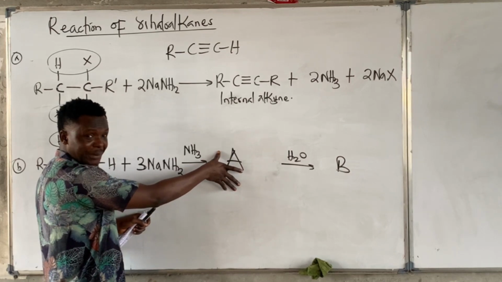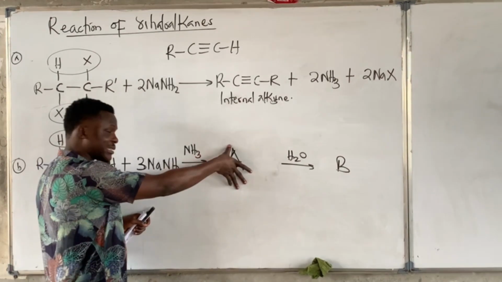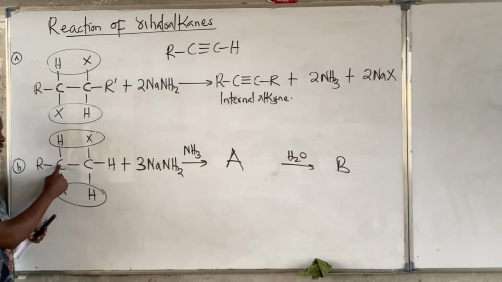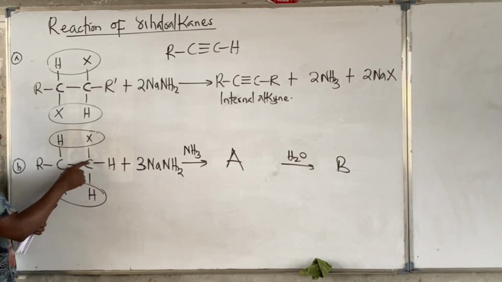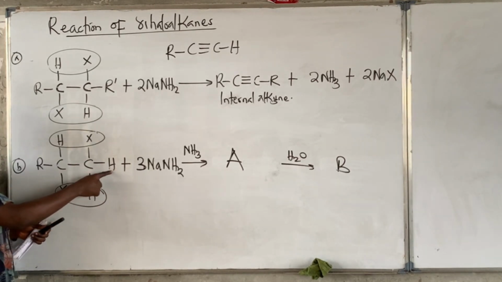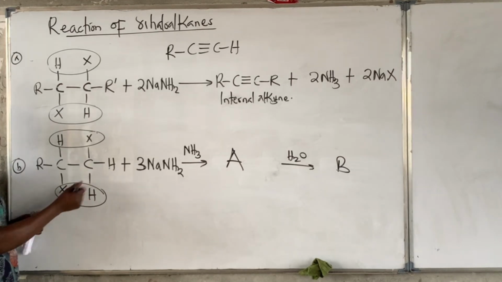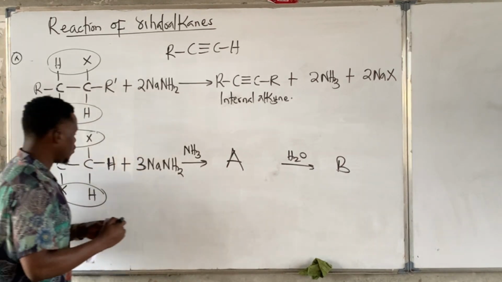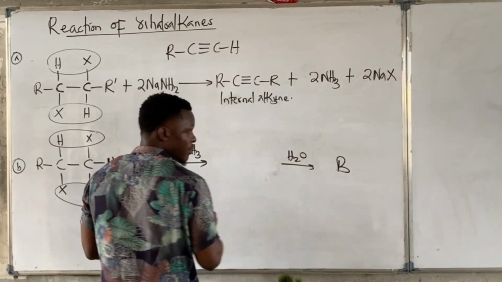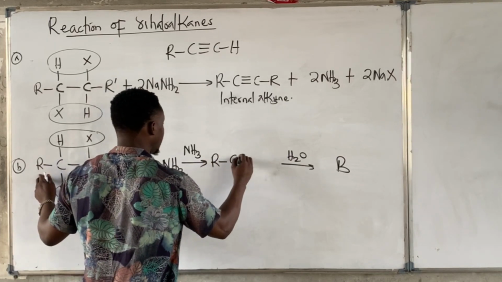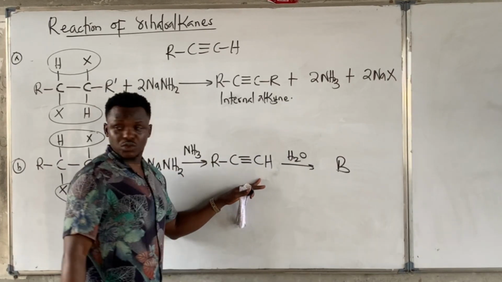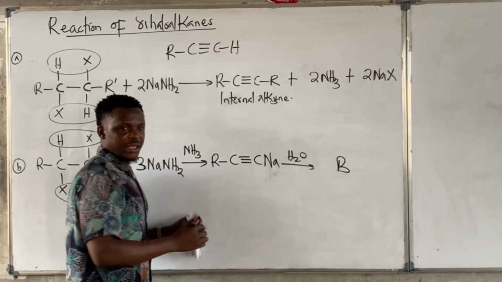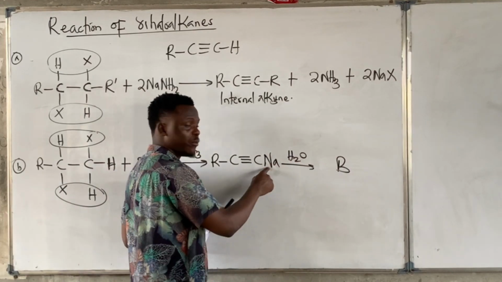Meaning that this was supposed to be a terminal alkyne, but an intermediate was formed first to usher us to the main product. And how do you know that? Look at the dihaloalkane. Is any of this carbon bearing the halogen having H? Yes. So it means that these 3 sodium amide is justified, right? So the first thing will be, come here, R. This is what it's supposed to form. Is it not so? But because this guy is 3, here it becomes Na. Once you add water to this guy, this Na will be removed.